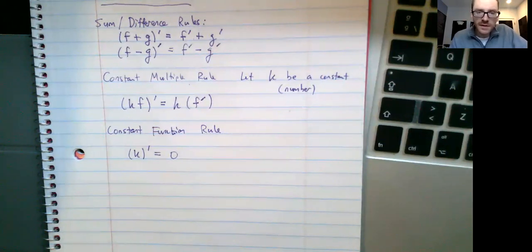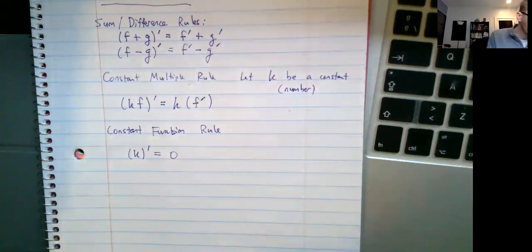Conceptually, this makes sense because remember what the derivative is telling you. It's talking about the instantaneous rate of change of the function. And if you have a constant function, like a function that is always equal to 5, no matter what, that function is not changing at all. So its rate of change is always 0. That's what this is saying.